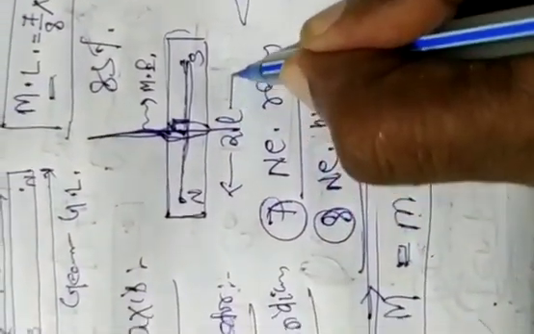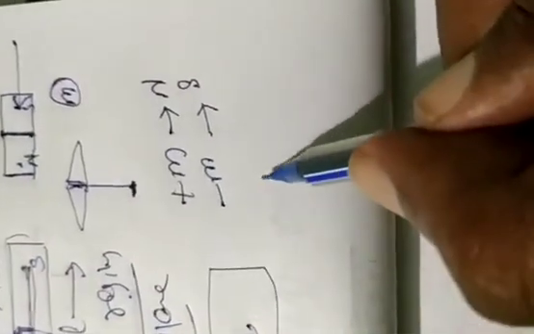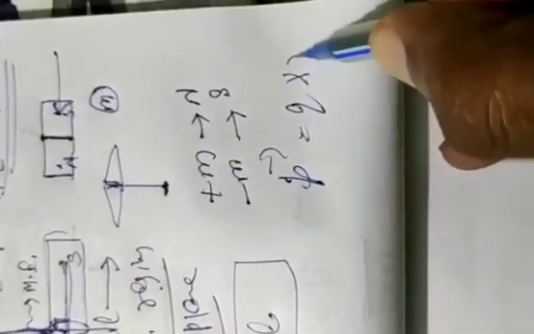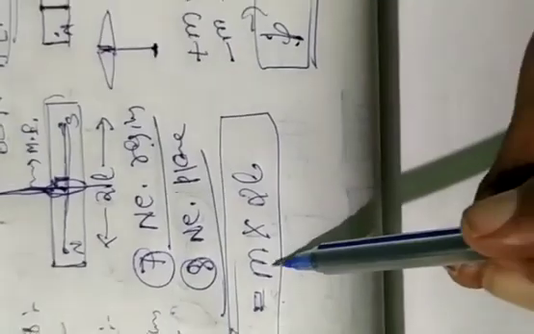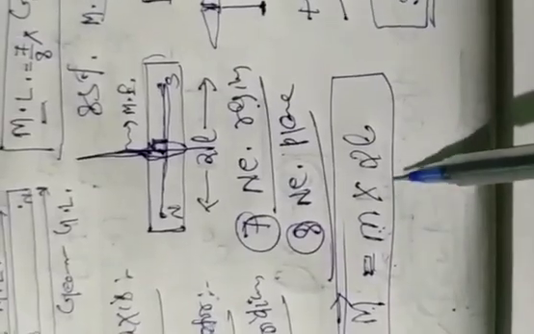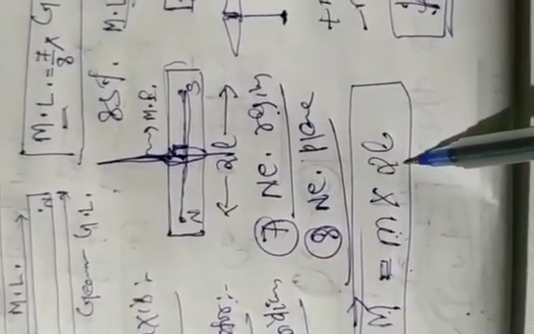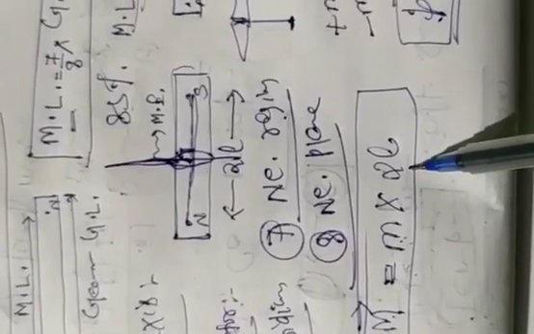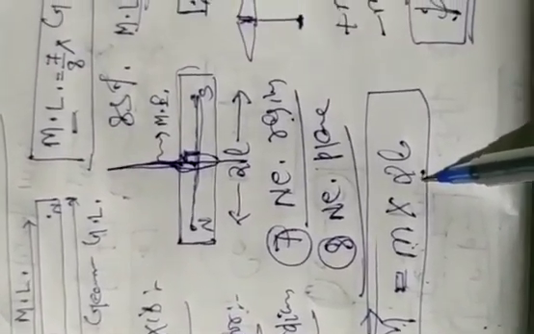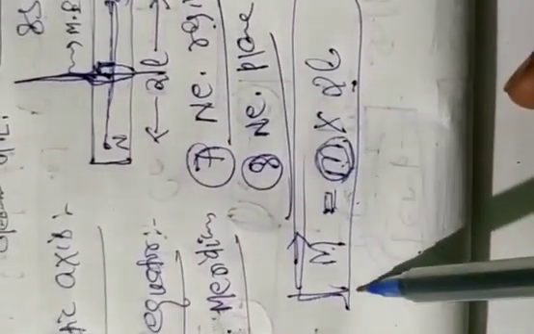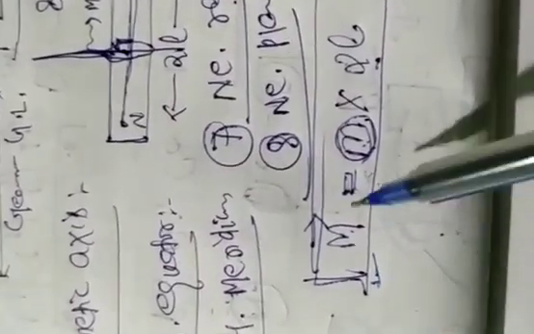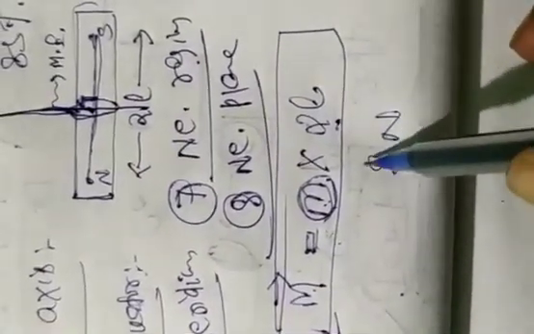distance between two poles. Just like we studied in the case of electrostatics, dipole moment P is equal to either charge into 2L. In the same way, magnetic moment is equal to either pole strength multiplied by length of the magnet. The pole strength m is a scalar, but magnetic moment is a vector, and its direction is always from south pole towards the north pole.